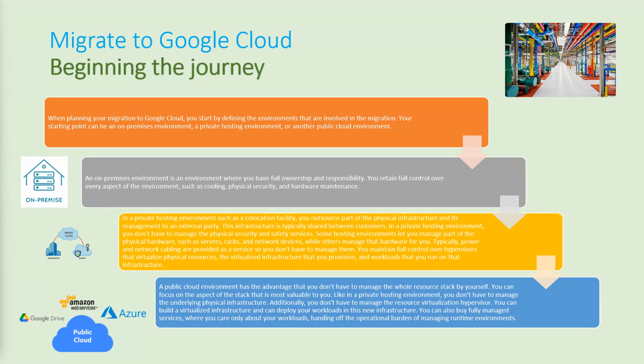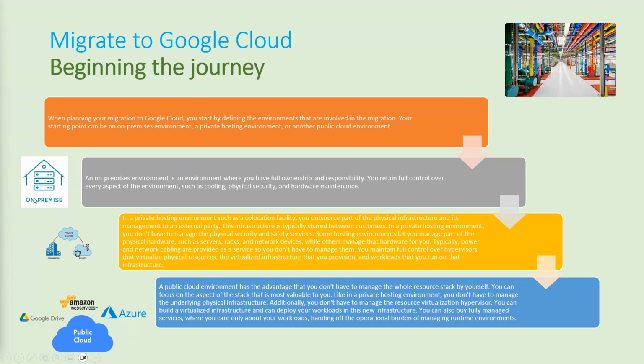This one is beginning the journey. You can see on the top right side it demonstrates your data center, your on-prem server room. Actually it's not a server room, it's a lot bigger than that. If you're planning to move to Google Cloud, you can start by defining the environments that are involved in the migration. Your starting point would be your on-prem environment, your hosting environment, or a public cloud environment.